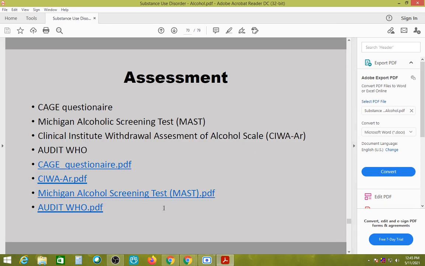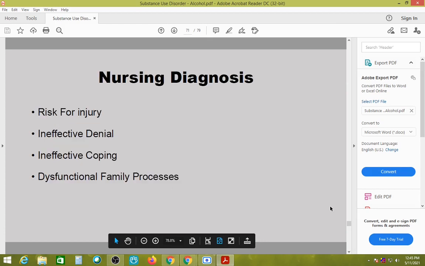I told you the assessment, they do a CAGE questionnaire, the AUDIT, as I have explained. So what do we do? What do we do? We will just study this. What do we do here as nurses? Apart from all the physical care, apart from all the normal psychological care that the person needs, the main one, they have a lot of risk for injury. We have seen a lot of effects. So what do we do?